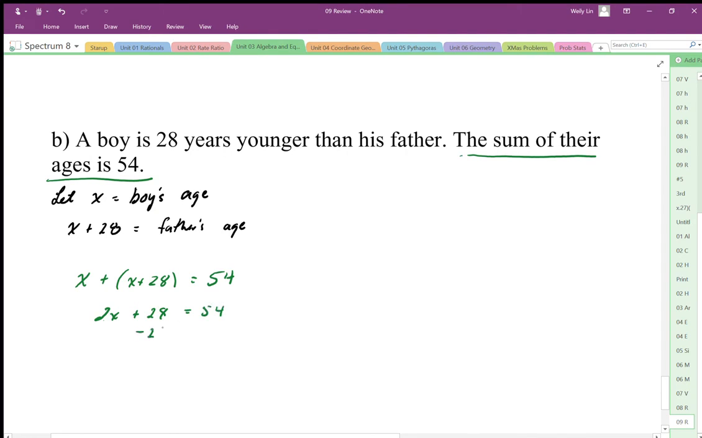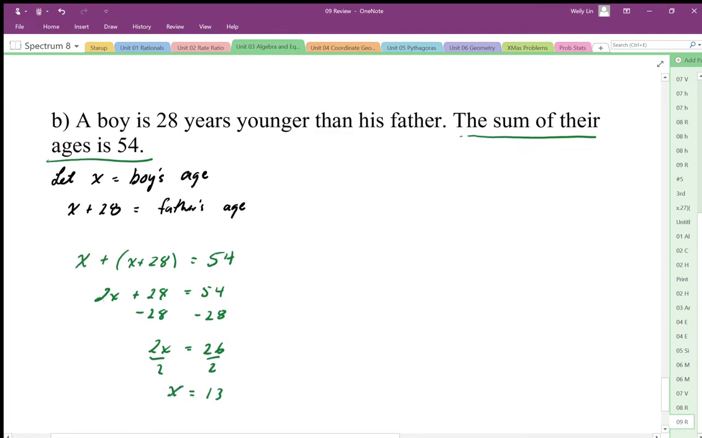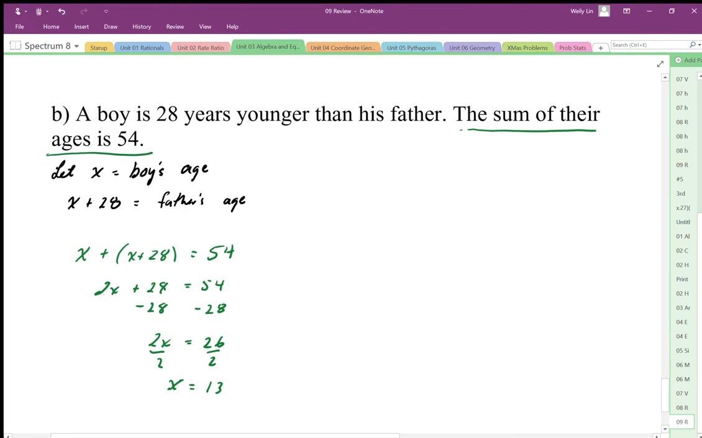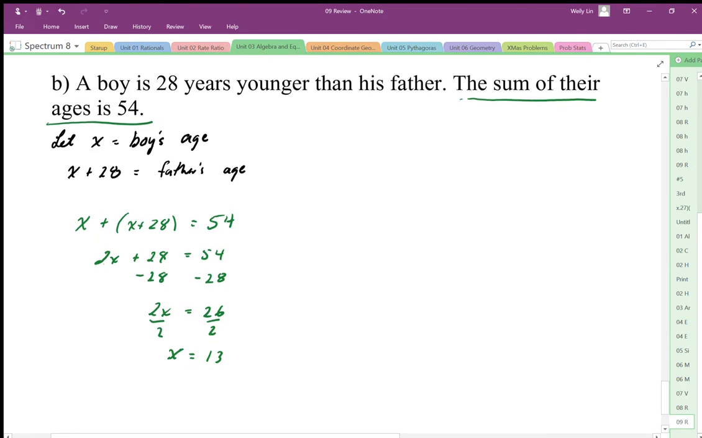We're going to subtract 28 from both sides. Divide by 2, divide by 2. So the boy's age is 13. The father's age would then be 41. We check our answer: 13 plus 41 is 54. Yeah, that looks like the right ages for the boy and the father.